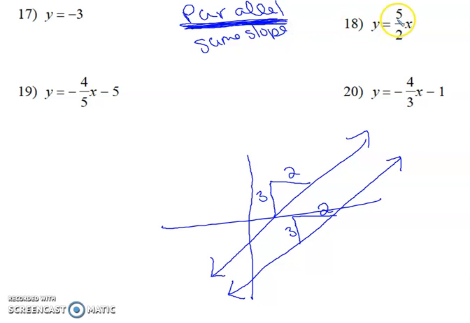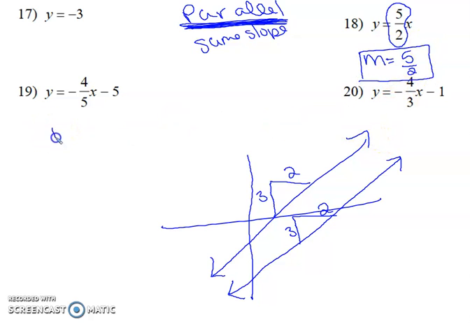So we're going to start with number 18. I'm going to do 17 last. Y equals 5 over 2x. There's no b back here, but I don't care. I only want the m. And guess what? Since it's parallel, it's the same m. M equals 5 over 2.